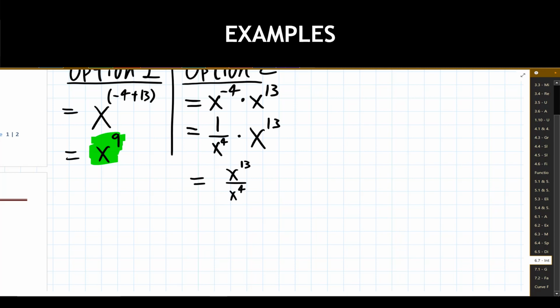We get x to the 13th power over x to the 4th power, and now we have the quotient rule showing up. The quotient rule states that if the bases are the same and dividing, then the exponents will subtract. So we get x to the 13 minus 4 power, all inside parentheses, and then 13 minus 4, that's going to give me 9. So as we're seeing here, we gain the same answer either way.